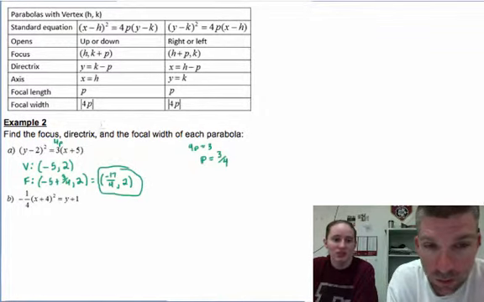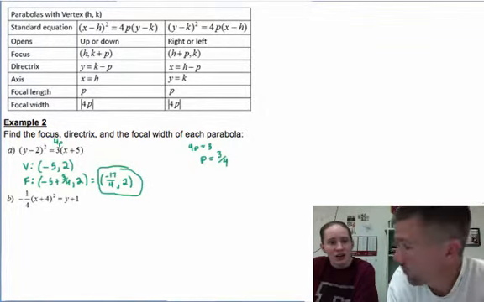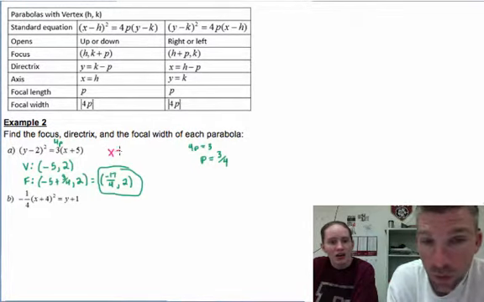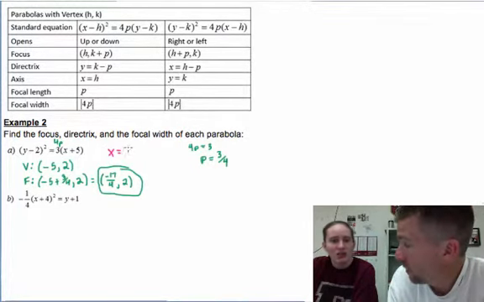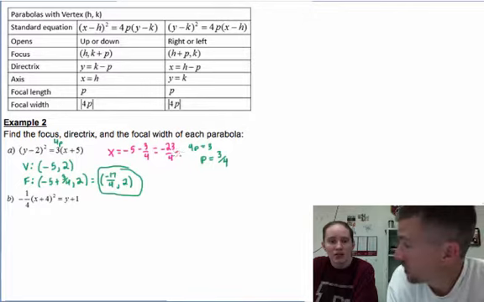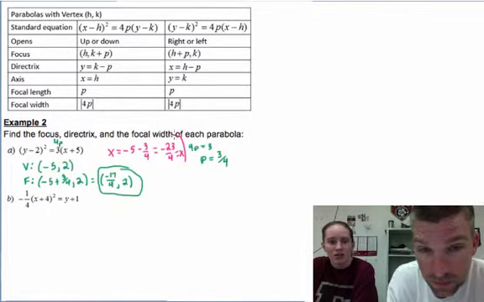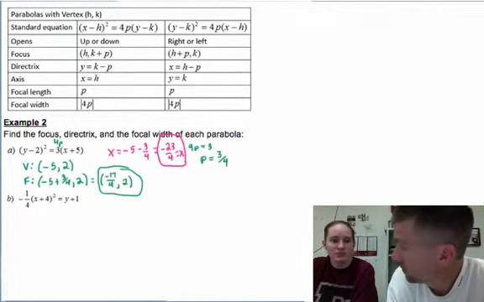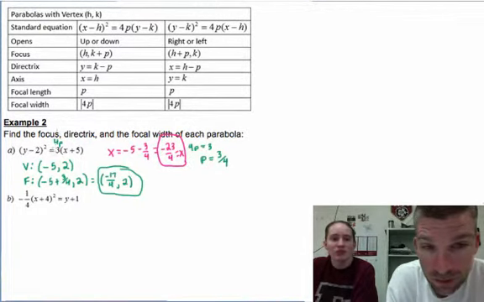How about our directrix? The directrix is the line x equals, but now it goes on the other side. Where we just added 3/4 to negative 5, now we're going to subtract. So negative 5 minus 3/4, which is negative 20/4 minus 3/4, which is negative 23/4. It's a line, not a point, so the line x equals negative 23/4. And then for the focal width, 4p is where we started. 4p was 3, so the absolute value is still 3. So our focal width is 3.